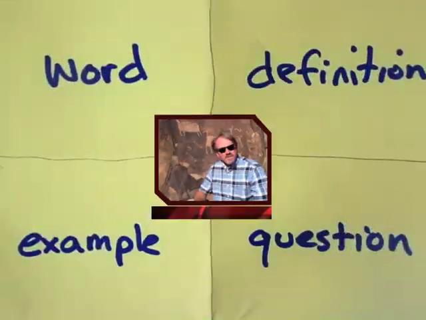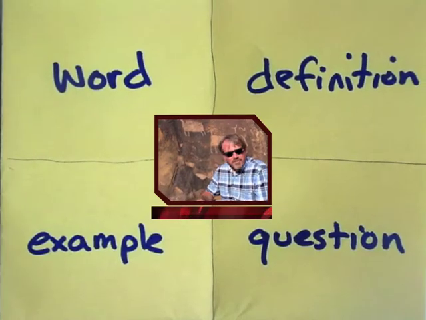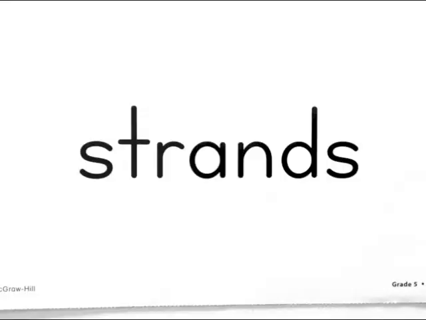I will read the word. I will sound it out for you. I'll define it, give you an example, and then a question. All right? You ready? All right, here we go. First word is strands. Strands. Go ahead and write the word.